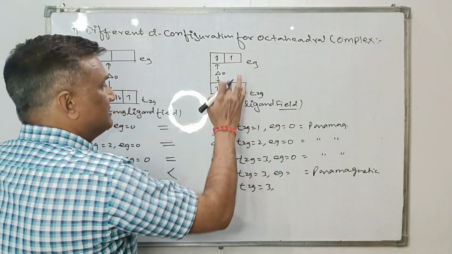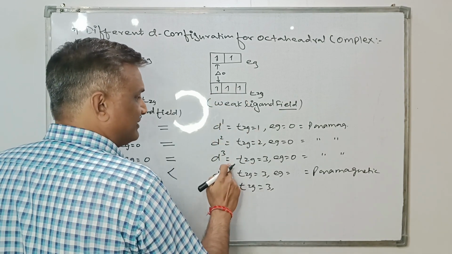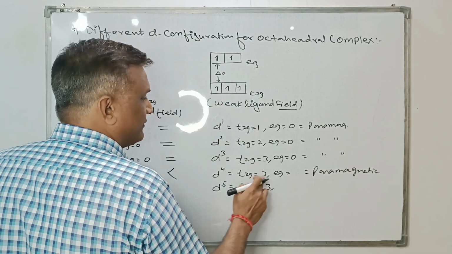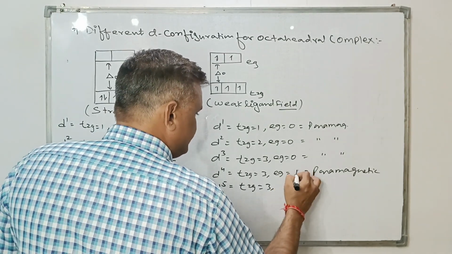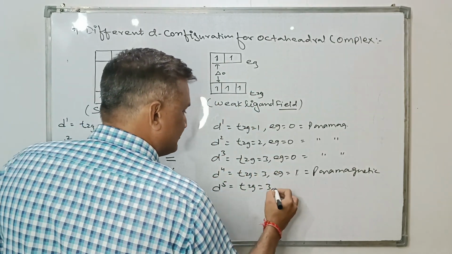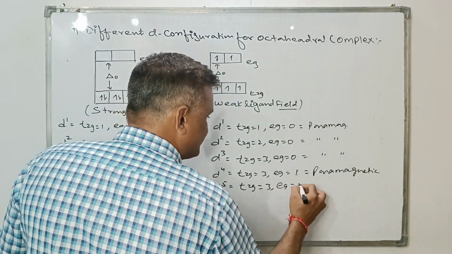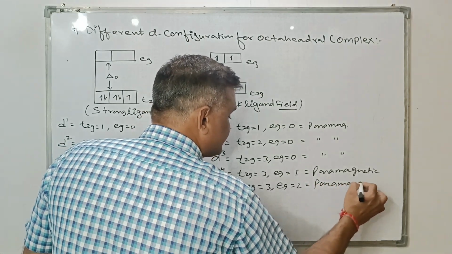This is 1, 2, 3 till D3, and for D4 it will be EG equals 1, and for D5 it will be 1, 2, 3, 4 and 5. So T2G is equal to 3 and EG is equal to 2. It was mistaken. Both are paramagnetic.